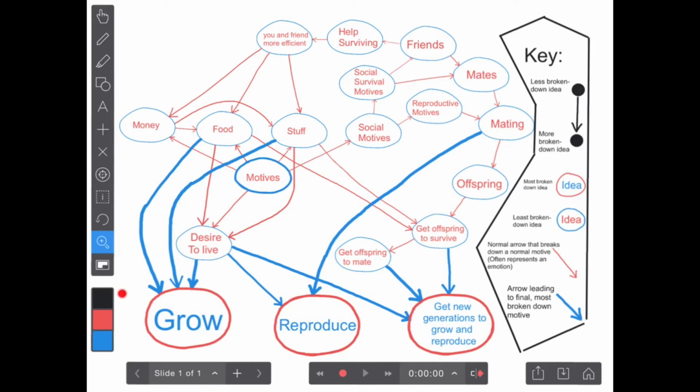reproduce. The things that you need to grow are you need to live, you need to have food, and you need to have stuff. What you need to reproduce is you need to be living, and you need to mate. And then what you need to get new generations to grow and reproduce is you need offspring, and you need that offspring to be alive, and you need that offspring to mate.